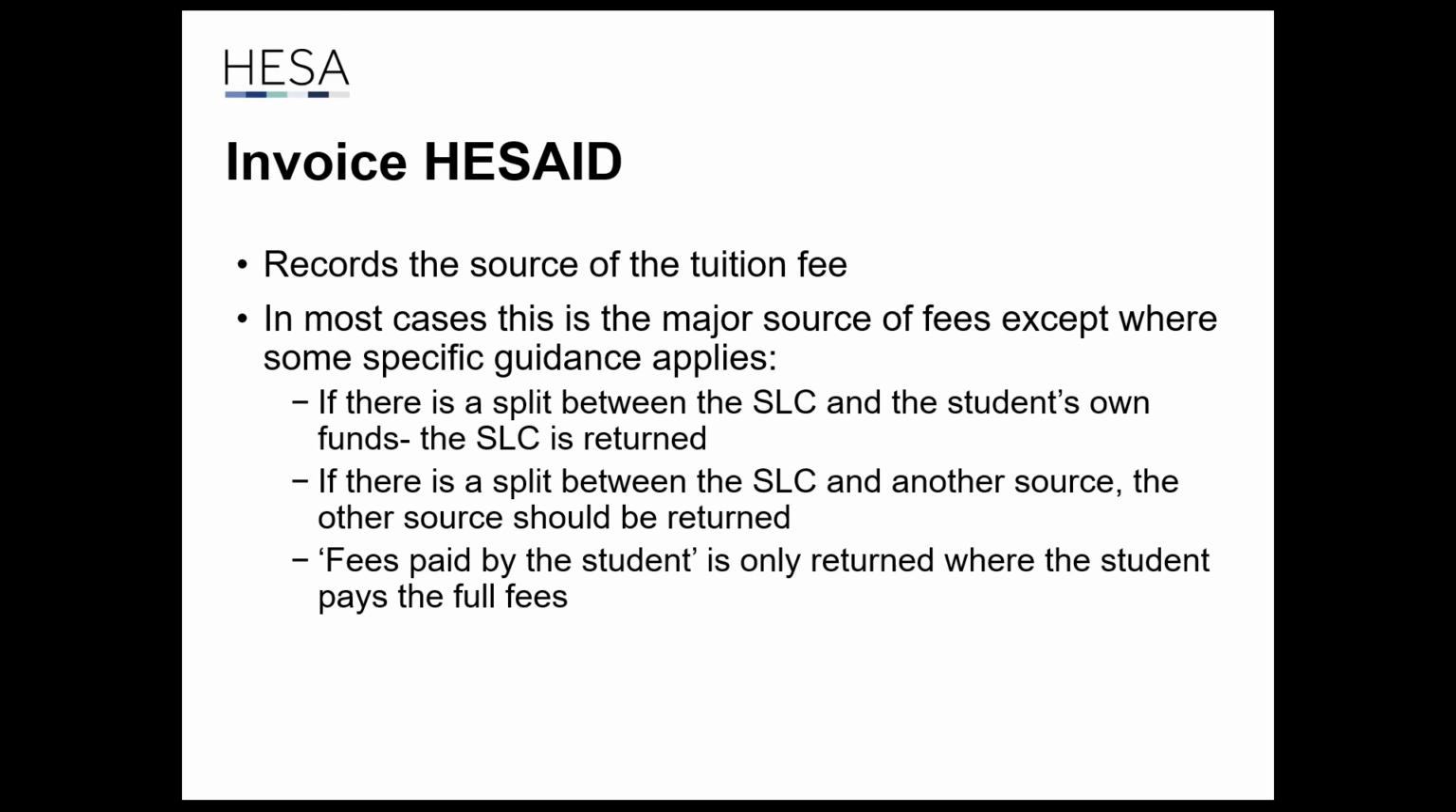There are a couple of exceptions to that, where there's a particular rule that we've got based on the information that we need. So if there's a split between the student paying the fees and the remainder coming from the student loans company, then we want the student loans company to be returned. But if there is a split between the student loans company and another source, whoever that might be, the other source should be returned, because we'd know from the SSN student support number that's been returned that the student has SLC funding.